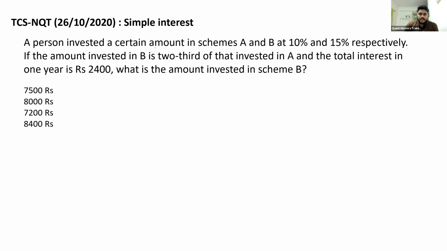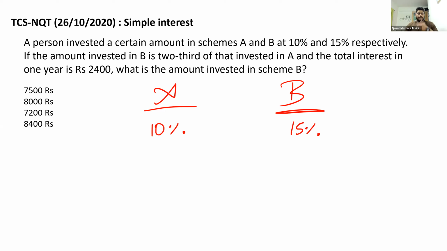A person invested a certain amount in schemes A and B at 10% and 15%. So there are two schemes, A and B. He's getting 10% from scheme A and 15% from scheme B. If the amount invested in B is 2/3 of the amount invested in A, and the total interest in 1 year is 2,400, what is the amount invested in scheme B?